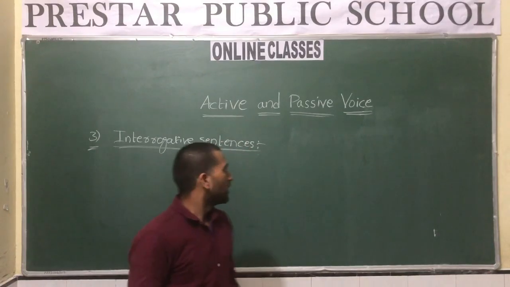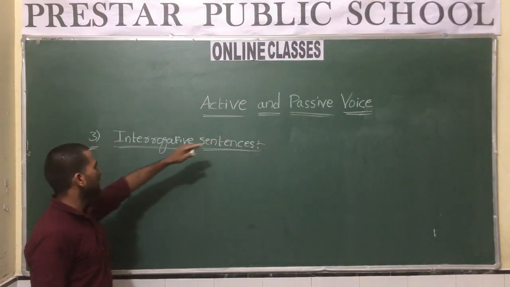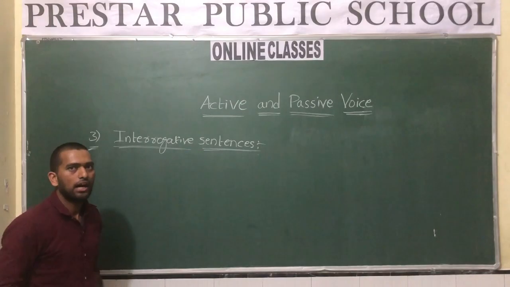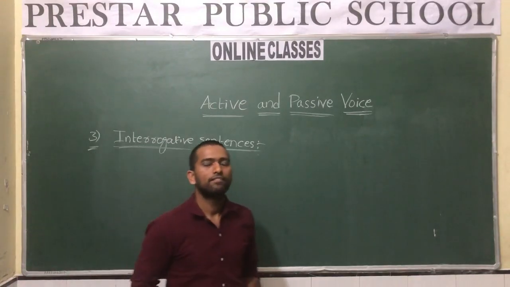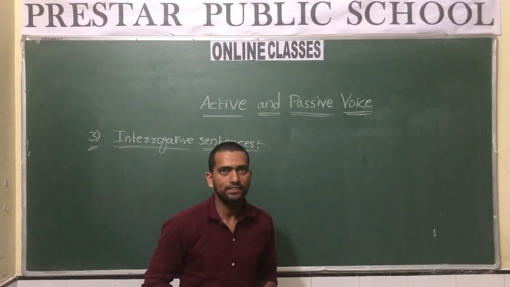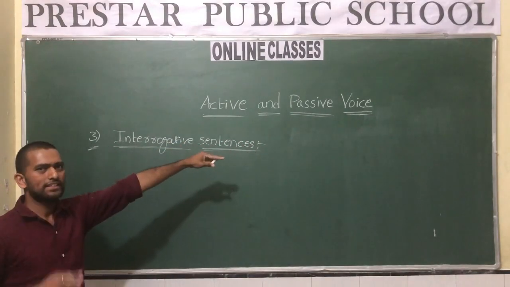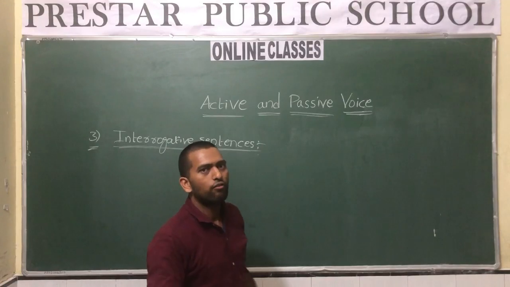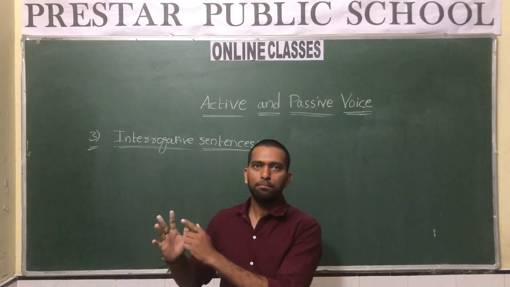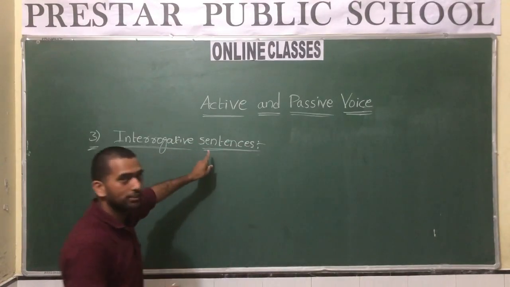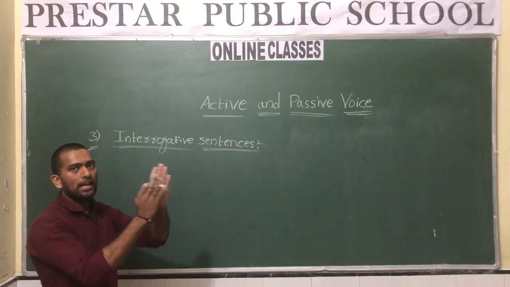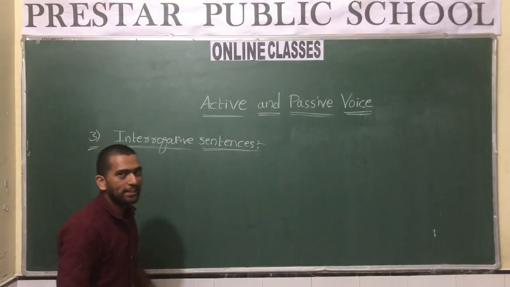Now the third type in active and passive voice is interrogative sentences. How to write the passive voice for the given interrogative sentences which are in active voice. So interrogative sentences and assertive sentences follow the same pattern, but in interrogative sentences we use a helping verb at the beginning of the sentence.